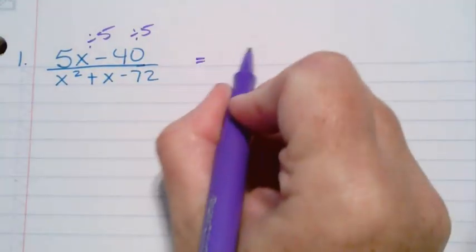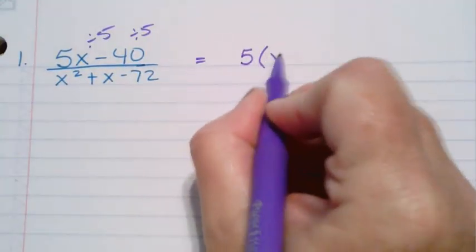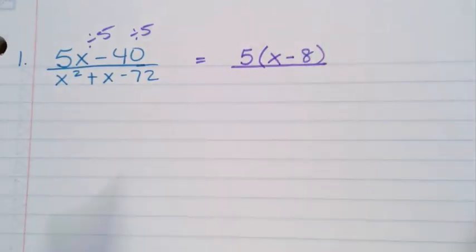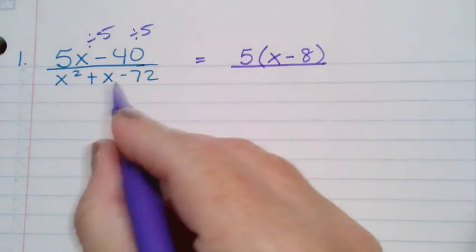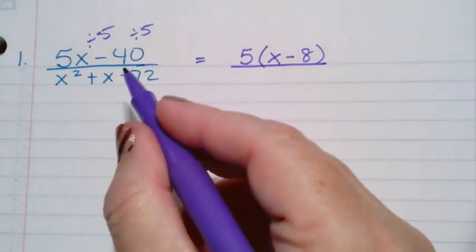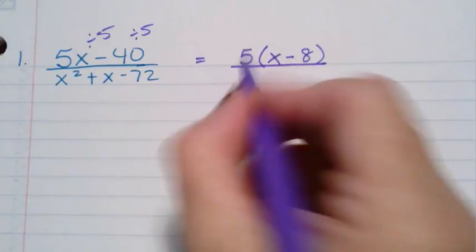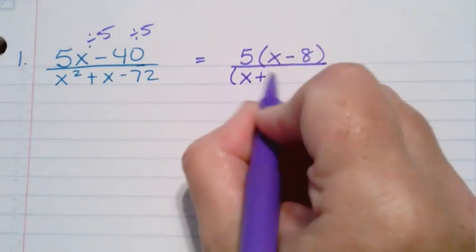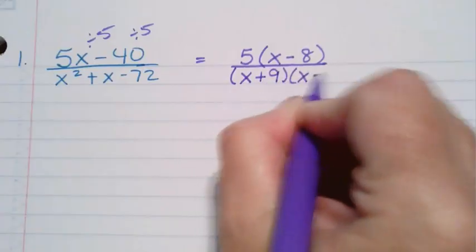We look at factoring the top, and you see we can divide 5 by both of these. When I pull out the 5, I'm left with x minus 8. Now, the bottom I can factor, and I believe that's 8 and 9. So it'd be x plus 9 and x minus 8.